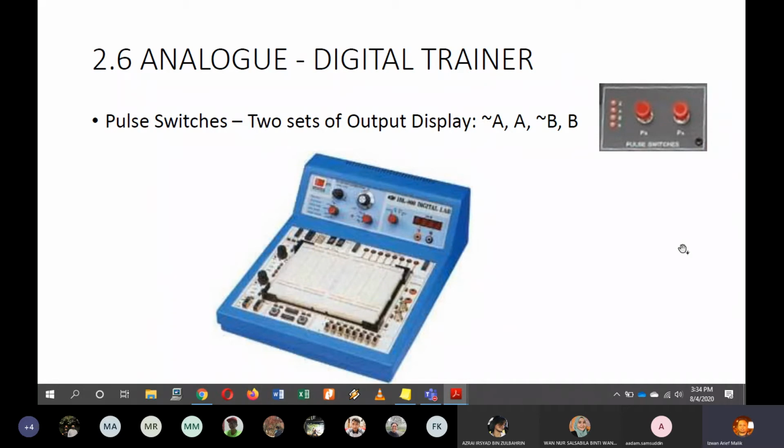So it is up to you lah. Alright, so the pulse circuit is very important later on lah, bila you dah masuk subject digital electronics, FPGAs and everything. You will be using this button later on lah for designing the, what we call it, the counter circuit. Alright.